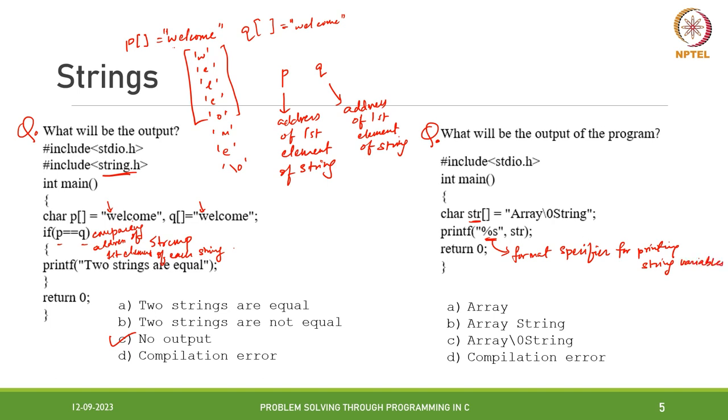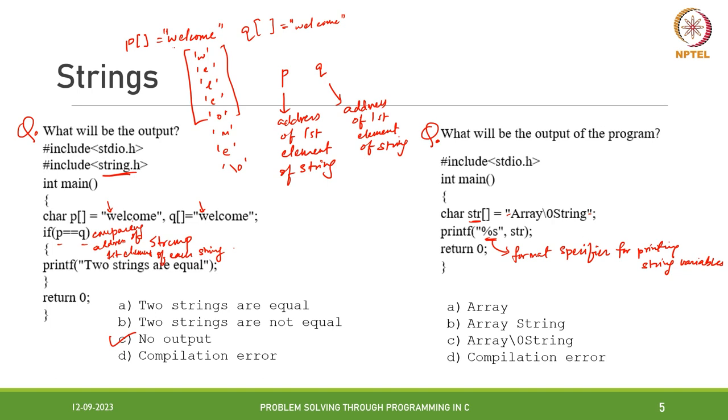Here str is a string variable. This is how you define a string variable: you write char and then the variable name, empty square braces, and then you write the string in double quotes. Strings are always in double quotes. %s is the format specifier for printing string variables. Now you are trying to print the string. So what exactly will be printed here?